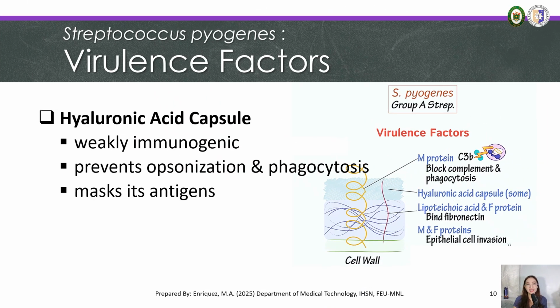Up next is the hyaluronic acid capsule. All right. So as we can see right here, it's the same illustration, di ba po? It's also showing us that the hyaluronic acid capsule is also found no sa surface ng cell wall ng Streptococcus pyogenes. So this is also a structural virulence factor.